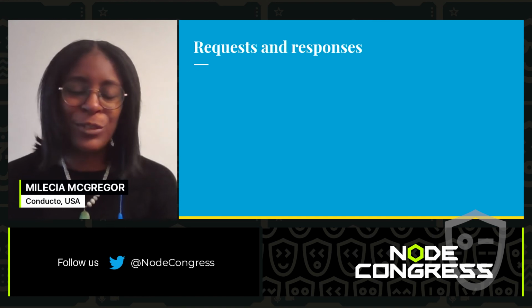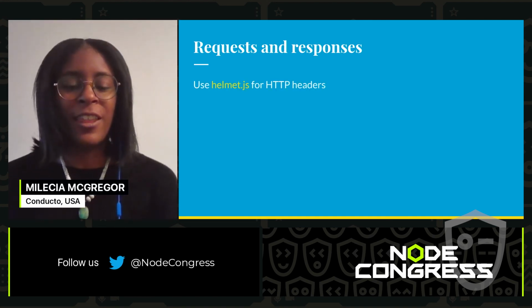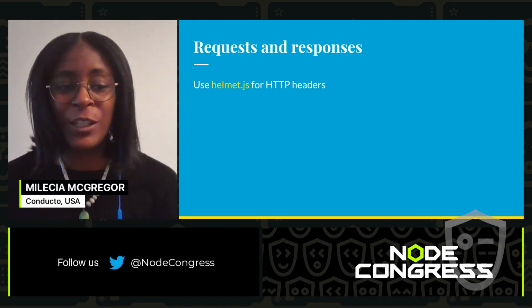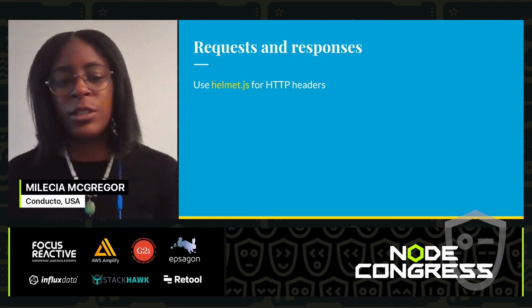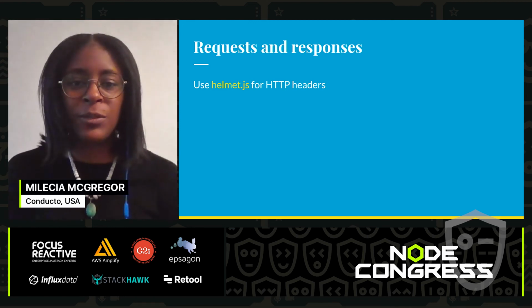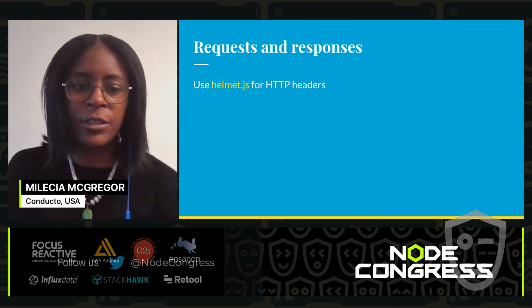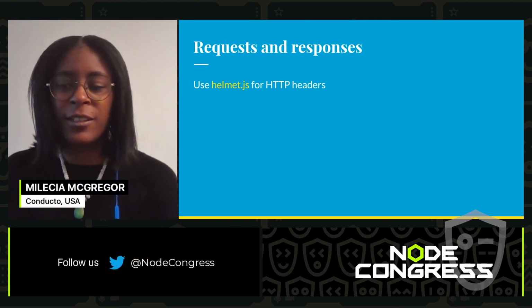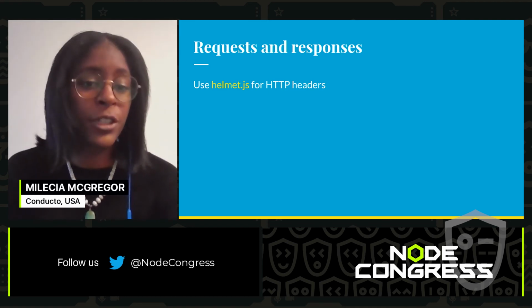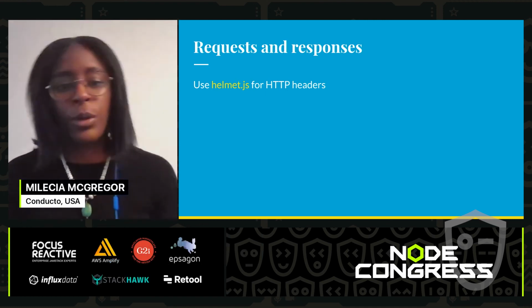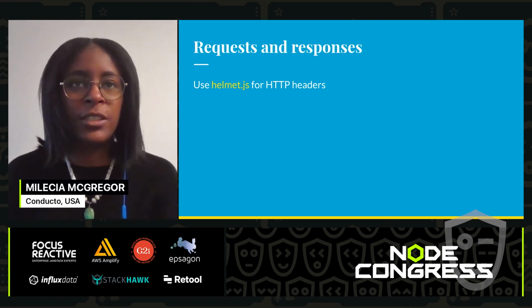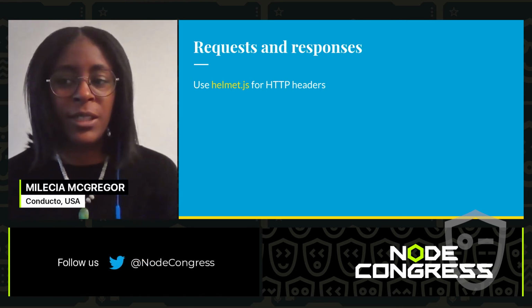And requests and responses. This is something that I think we should all definitely be aware of. Make sure that you're using Helmet.js for your headers. This adds a bunch of different security settings to your headers that honestly I had never thought about until I used this library. But it basically helps with any CORS issues. It locks down the differences between GET and POST requests, and it just takes care of a lot of behind the scenes things that you don't necessarily think of while you're writing your code.